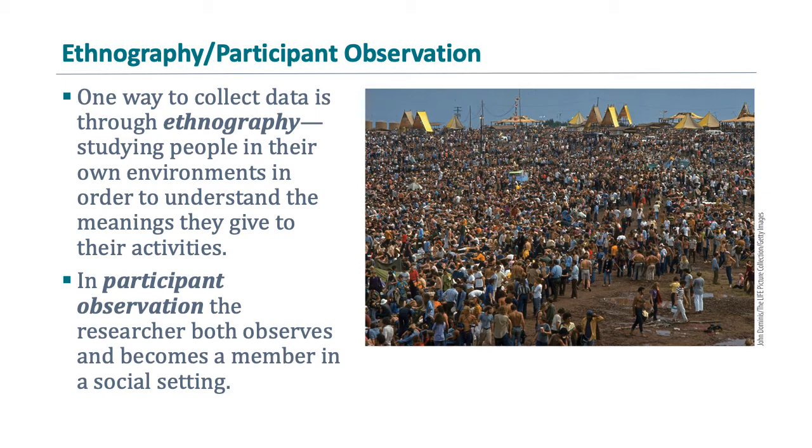And then in participant observation, the researcher both observes what's happening and they become a member in the social setting. So for instance, if you want to study college drinking behavior, one of the best ways to study these behaviors among college students might be to conduct an ethnographic study, where you go to bars in a college town or you go to college parties.